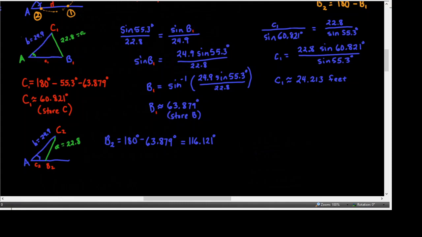Now that we know B2, we should be able to find C2, right? So what is C2? Well, if we know A and B2 already, the sum of the three angles has to be 180, so C2 will be the total of all three, 180, minus angle A, which is 55.3 degrees. Oh, and I probably should have told you, you're going to need this number again, so store it into B. And that's okay, you don't need that original B1 number anymore.